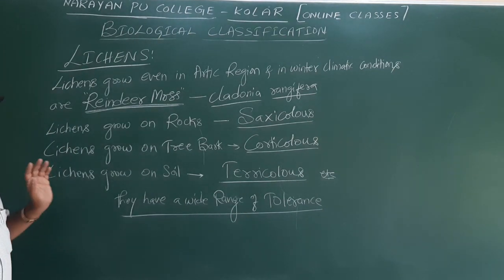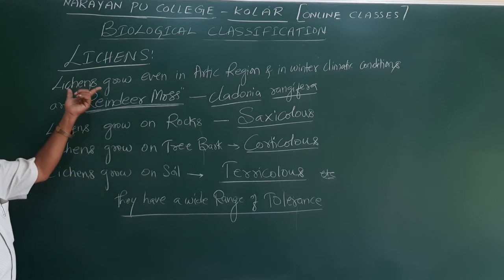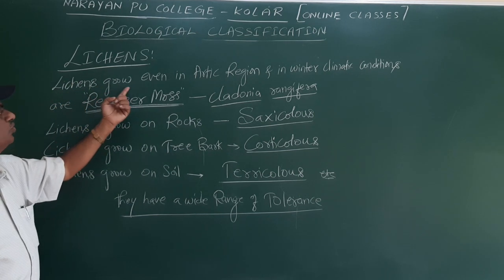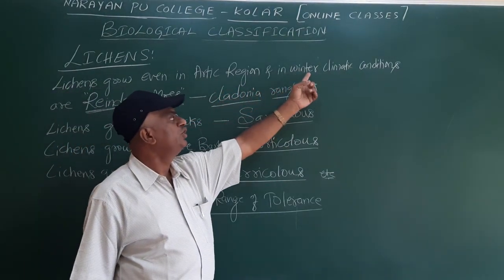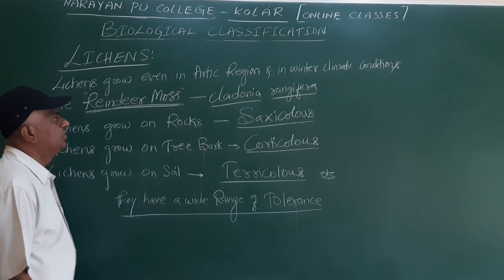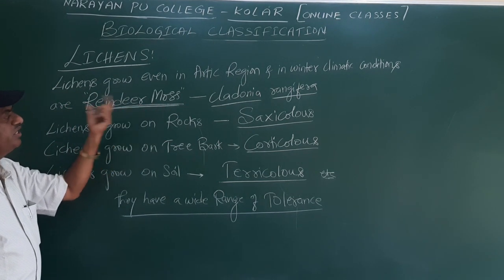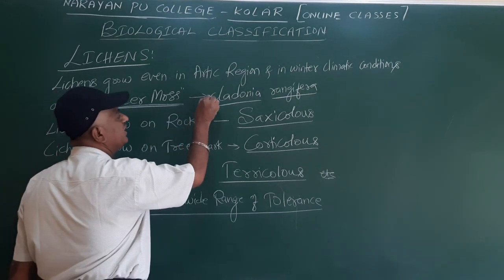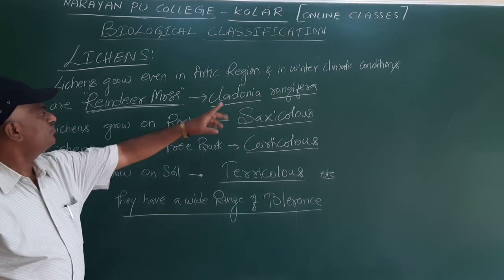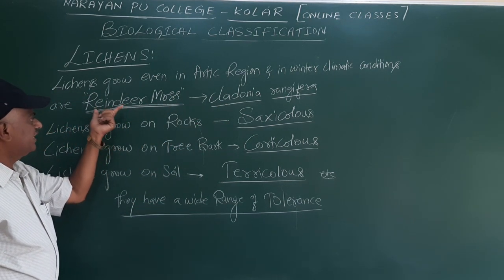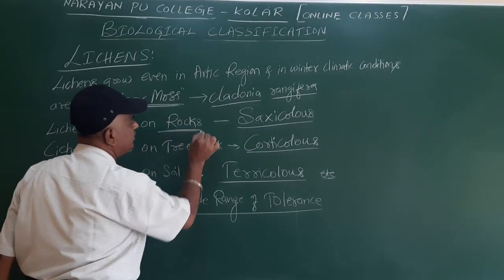The lichens grow in different areas, so based on that, there are different types of them. The first one is lichens growing even in Arctic regions and in winter climatic conditions. All these are called reindeer mosses. One of these is called Cladonia rangiferina, the reindeer moss.